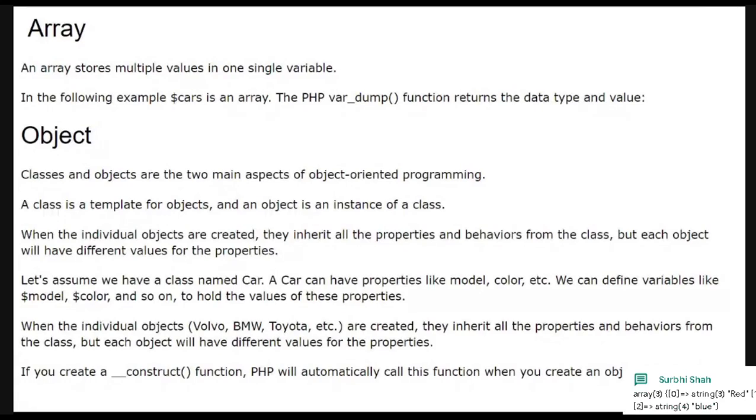So I have given you the example in the chat box. See, array 3 means 3 values: 0, 1 and 2. Then I am defining the string 3. 3 means 3 letters: R E D. Then string 5. 5 letters are G R E E N. And the third is string 4, 4 letters: B L U E. So this is the type of array which can hold multiple values in a single variable. Okay, clear with this much?